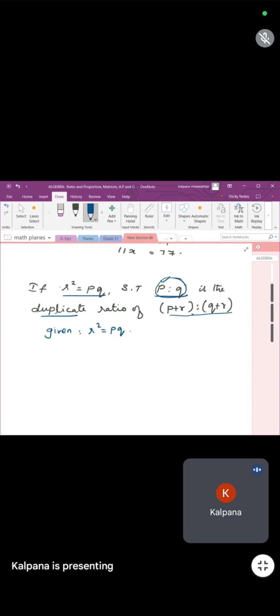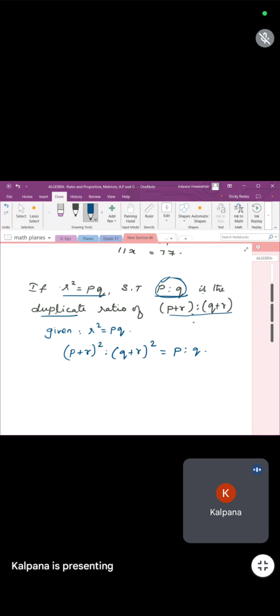The question says, please understand the statement: show that P is to Q is the duplicate ratio of this one. So duplicate ratio means P plus R the whole square is to Q plus R the whole square is equal to P is to Q. This is what we need to prove. Okay, take the LHS and let us prove the RHS.